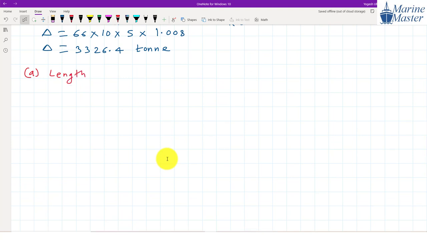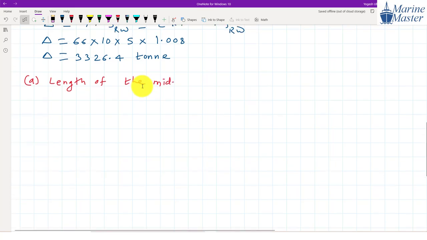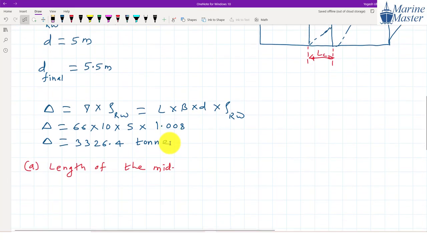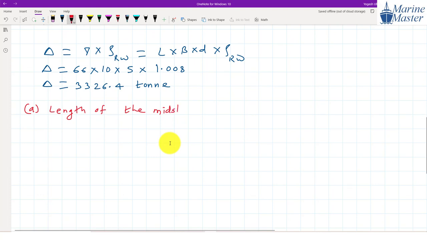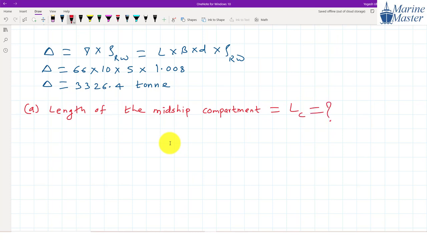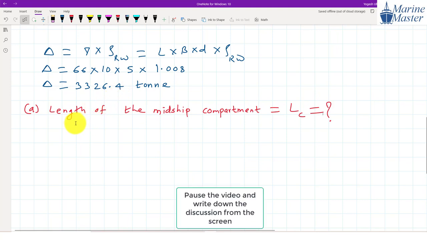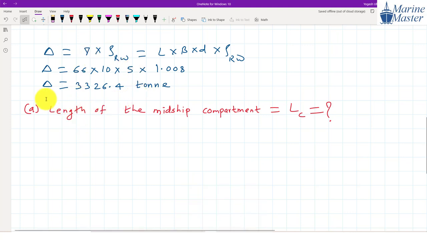Length of the midship compartment. Or I will say what they said: midship compartment only they said. So we will use that same word. So they are asking us the length of the midship compartment, and we will give the name LC to that length. So before going further, please everyone write down the target. Completed, guys, up to this point?